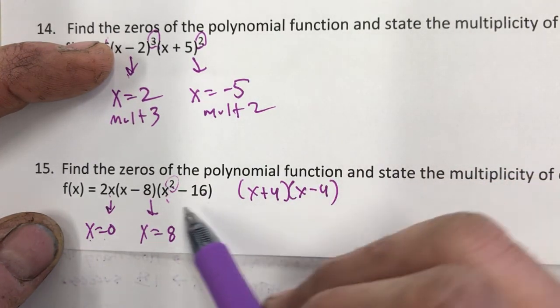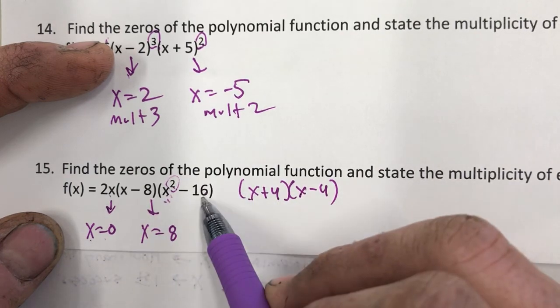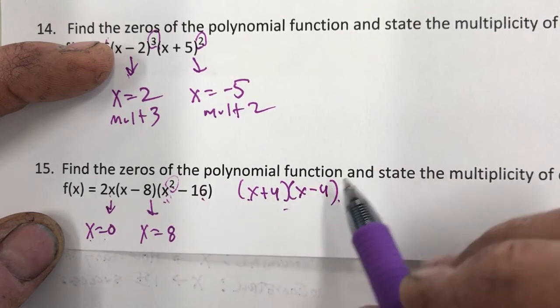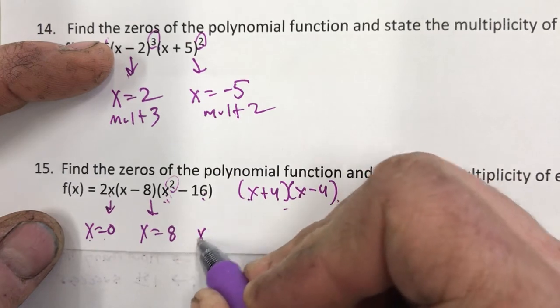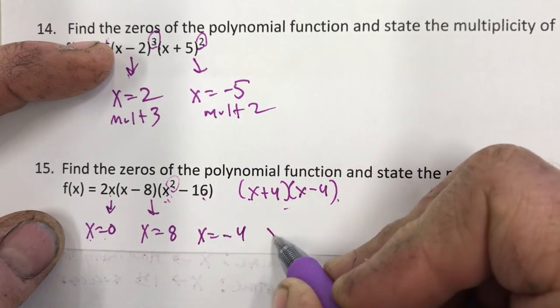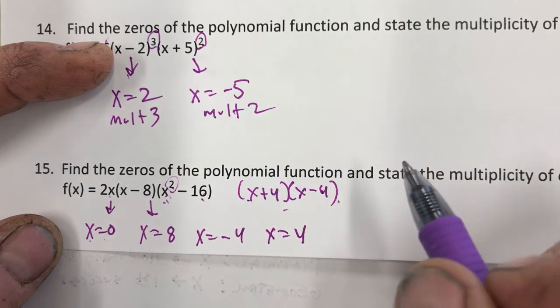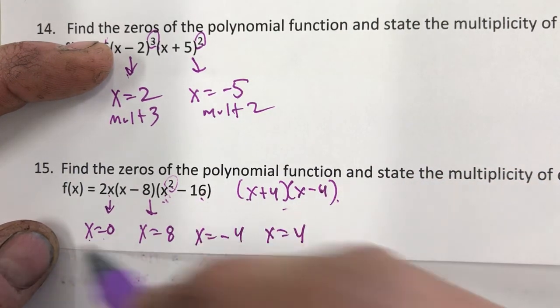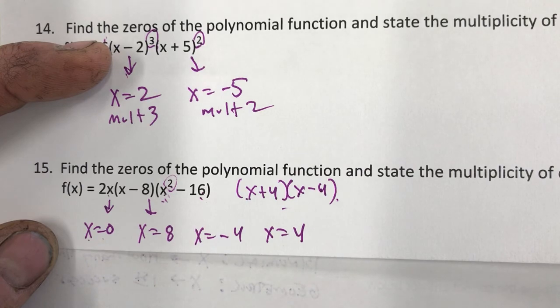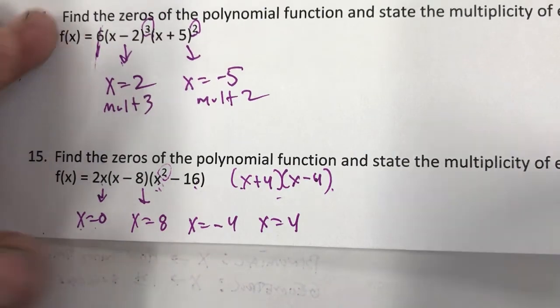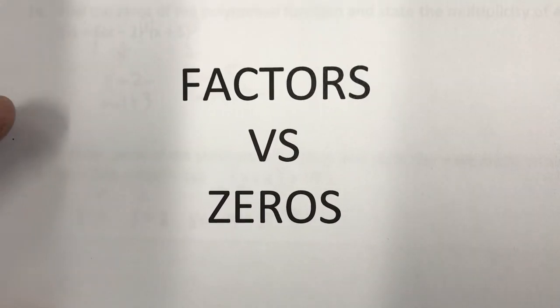Okay, I got x squared, so x and x. I got 4 squared, 4 and 4. One's plus, one's minus. So here x equals -4, and that one, x equals +4. And they're multiplicity 1. So all these are multiplicity 1. Okay, and that's it. So there's our factors versus zeros today.